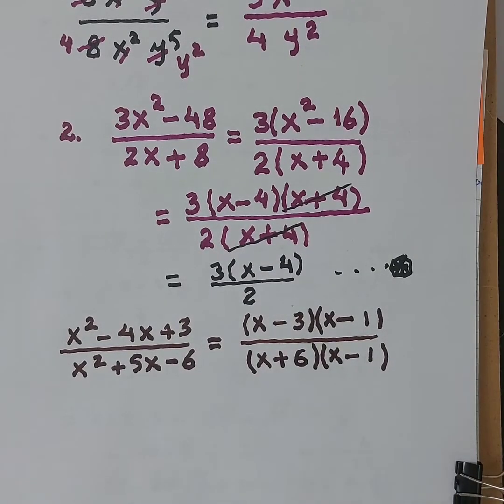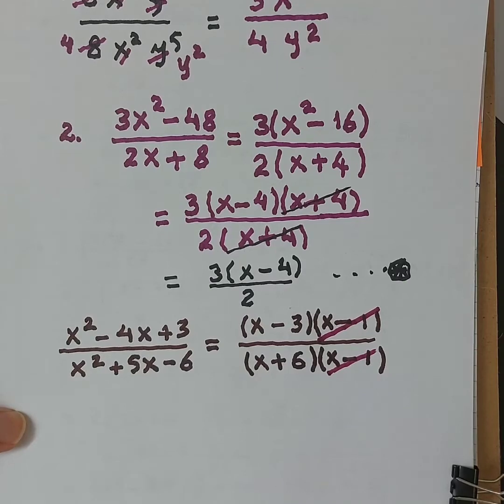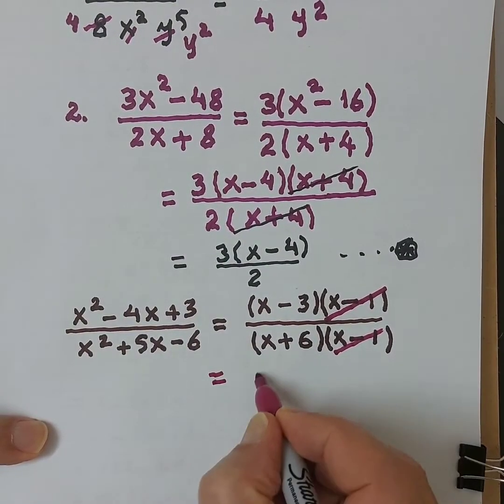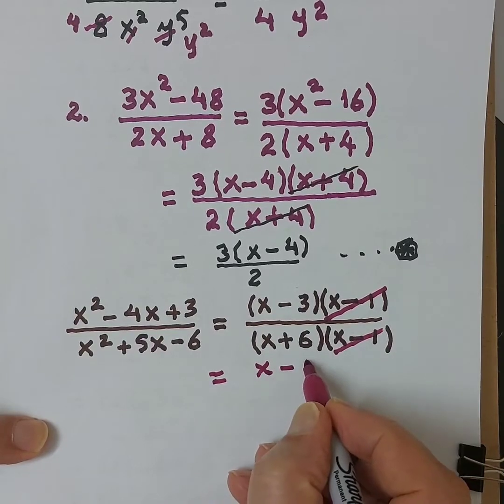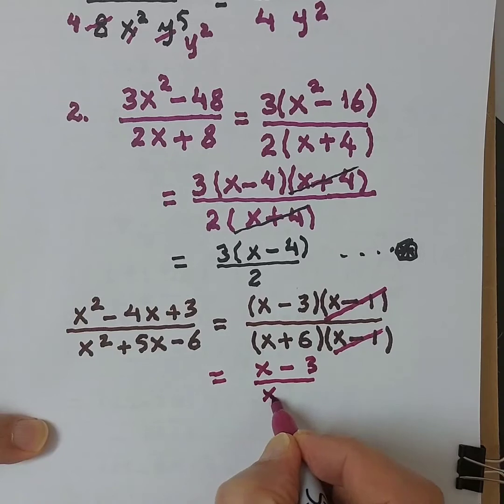After then we make cancellation. We can make cancellation for x minus 1 and x minus 1. Cancel together. And the remain is x minus 3 over x plus 6.